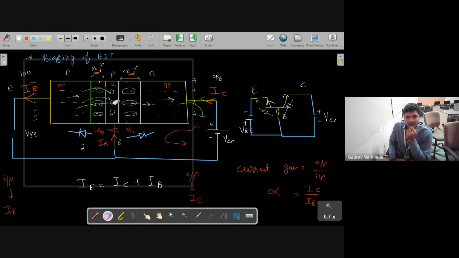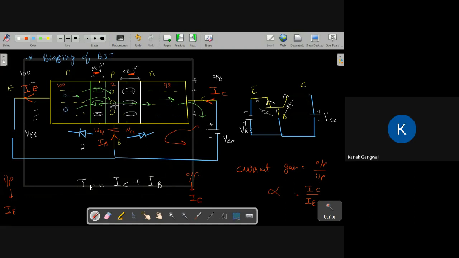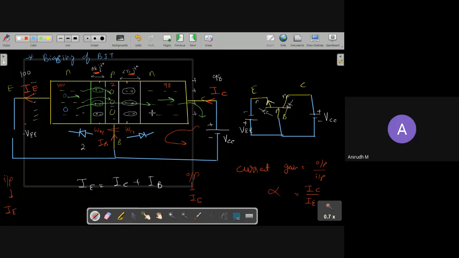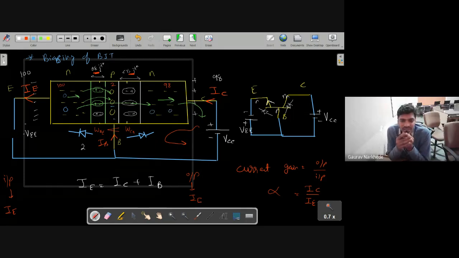This is a PN junction. N is connected to positive, P is connected to negative. So which bias is this? Forward or reverse? Reverse. Okay. Now just concentrate. What are minority charge carriers in N-type semiconductor? Holes. What are minority charge carriers in P-type semiconductor? Electrons. Okay. Now, a very very important concept, right?